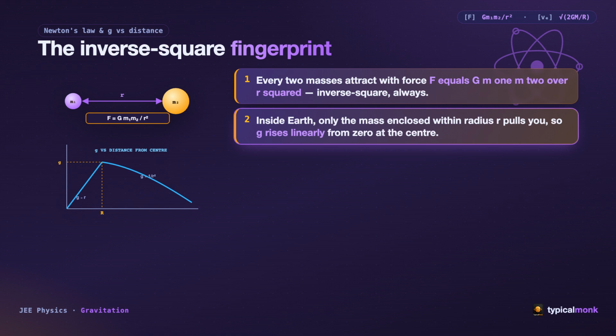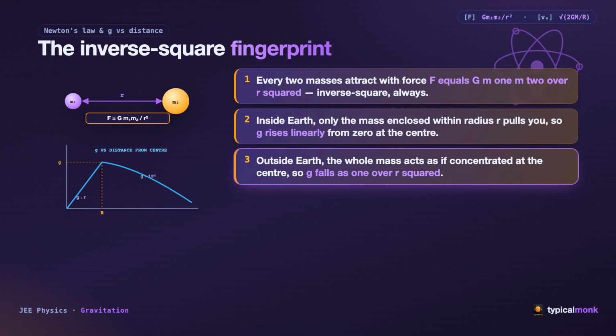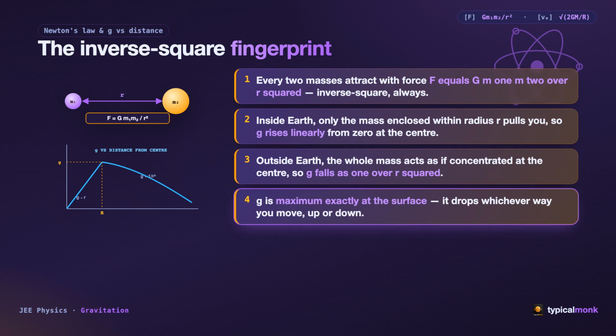So as you go from the center outward, g rises in a straight line, reaching its largest value exactly at the surface. Step outside the surface, and the entire mass of the Earth behaves as though it was squeezed into a single point at the center. So g now falls as 1 over r squared, the same law we started with. David used to think g simply gets weaker with distance in some vague way. The day he saw this curve, rising to a peak at the surface, then falling as 1 over r squared beyond it, he never confused height and depth again.